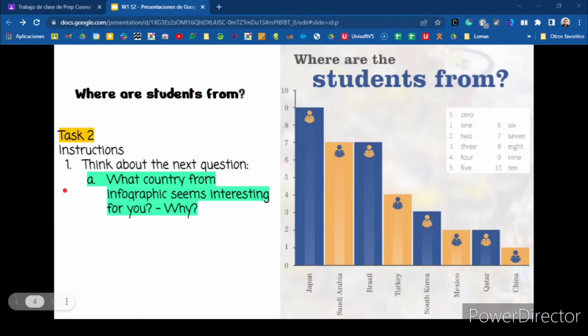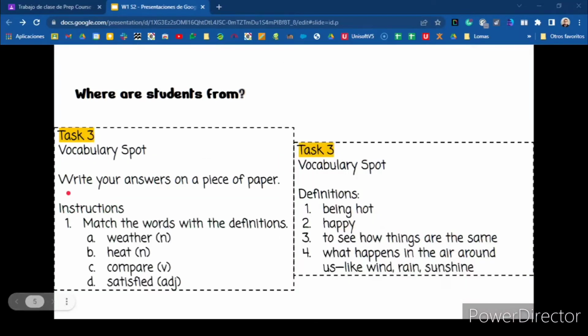Then, after checking this part, we are going to continue to task 3. What do we need to do in this section? We have the vocabulary spot. Vocabulary is always important, and then we need to check the following. We need to be careful and consider the next sections. Weather. Weather is a noun. Heat. Heat is a noun. Compare. Compare is a verb. Satisfy. Satisfy is an adjective.